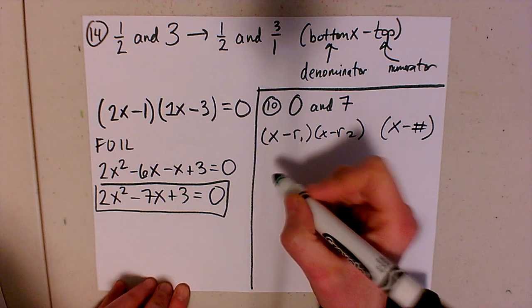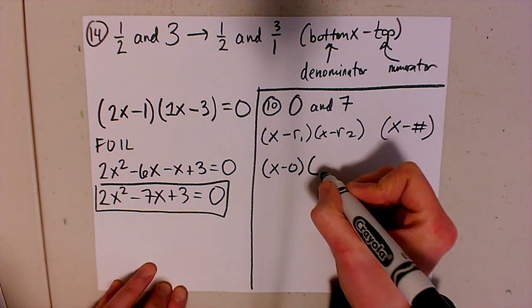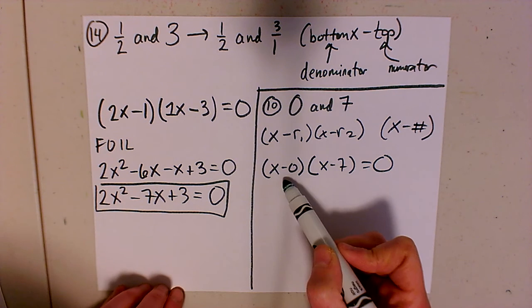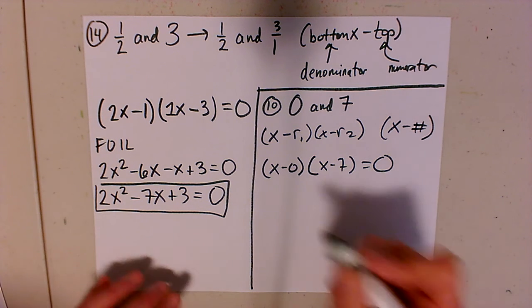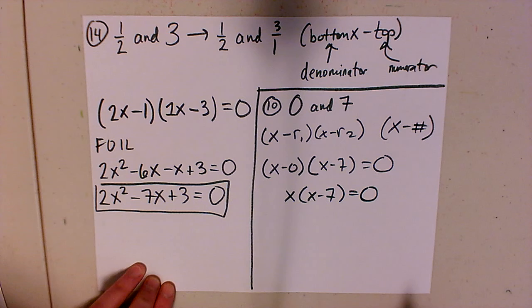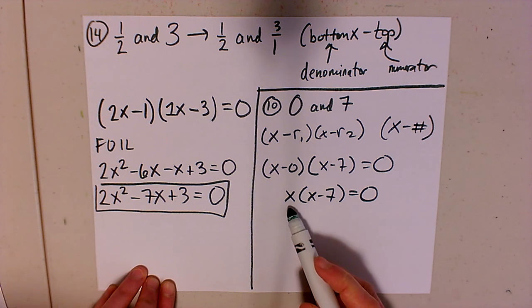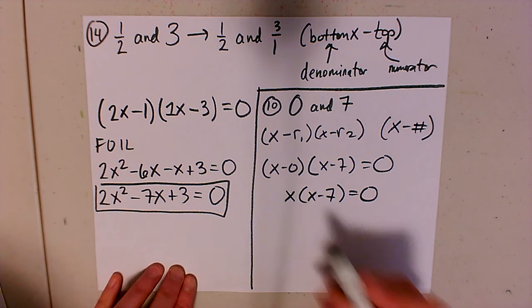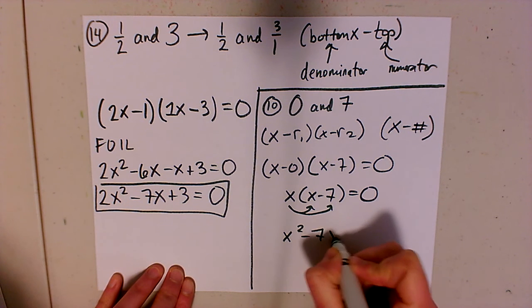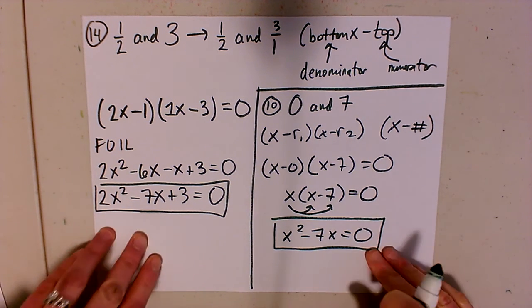So 0 is just some number, some solution, so we would have x minus 0 as 1, and then that 7, that would turn into x minus 7, and the whole thing is 0. Now, x minus 0, well, we don't have to write it as x minus 0. We could just say that that is x times x minus 7. And so that's where these kinds of quadratics come from, when one of your solutions is 0. So now we'll just go ahead and distribute our x, and we'll get x squared minus 7x is 0, and that's our answer for number 10.